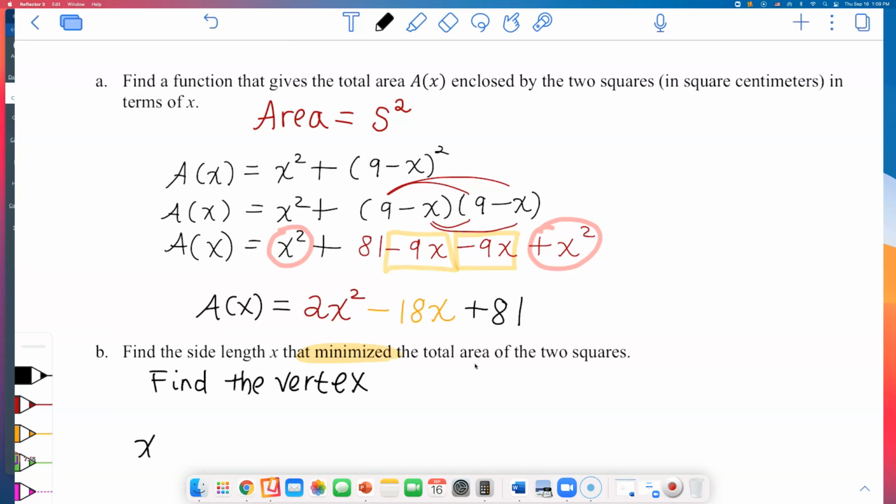So bring out your vertex formula, x equals negative b over 2a. What is a? A is 2. What is b? B is negative 18.